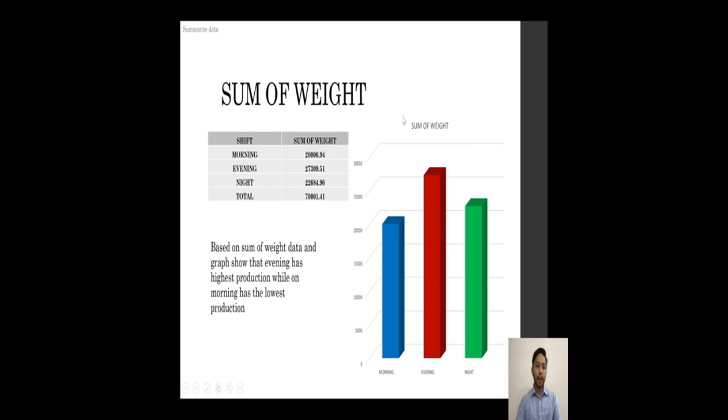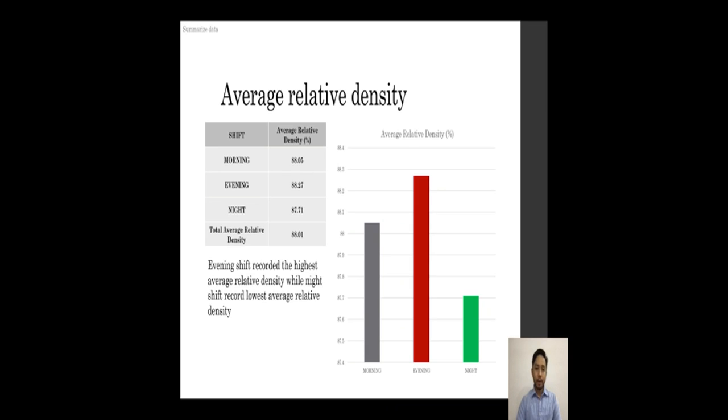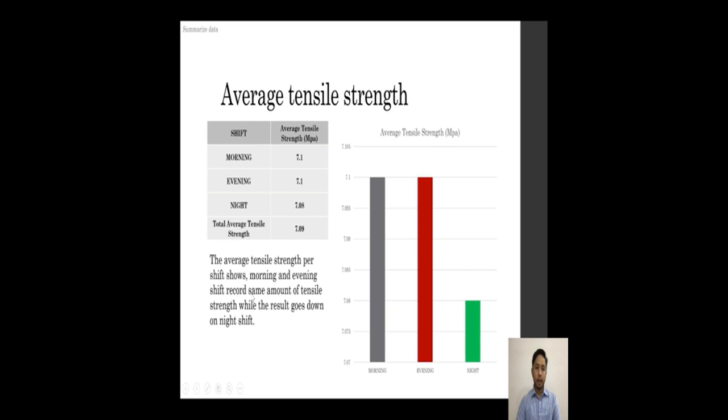Okay, we summarize the sum of weight, where the sum of weight data and graph show that evening has the highest production while morning has the lowest production. Average of weight: based on the average weight data and graph, the morning shift has the highest average weight, while from evening to night the numbers go down. Average relative density: the evening shift recorded the highest average relative density, while the night shift recorded the lowest. Average tensile strength: the morning and evening shifts record the same amount of tensile strength, while the result goes down on the night shift.